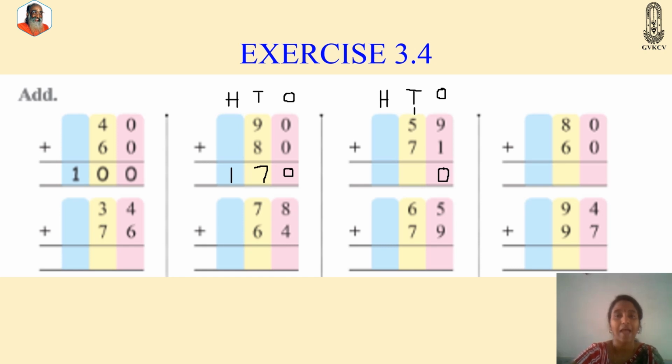Now add the numbers under tens. What are they? 1 plus 5. Or you can say 5 plus 1. If you add 1 to any number, the answer will be its next number. So the next number after 5 is 6. So adding 1 and 5 we are getting 6.